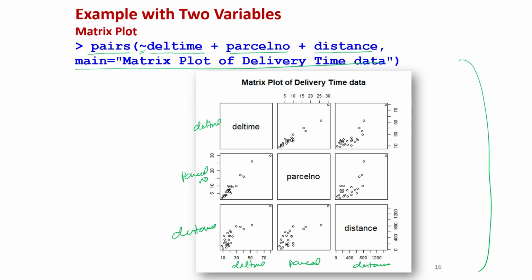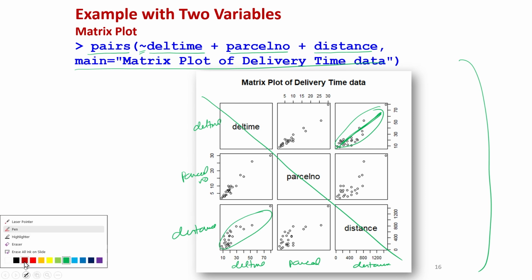If you try to see here, the relationship between delivery time and distance is given here, and the same thing is here also, because this is a symmetric plot. It appears that there is a linear relationship between distance and delivery time. Similarly, your next objective is to see the relationship between delivery time and the number of parcels.